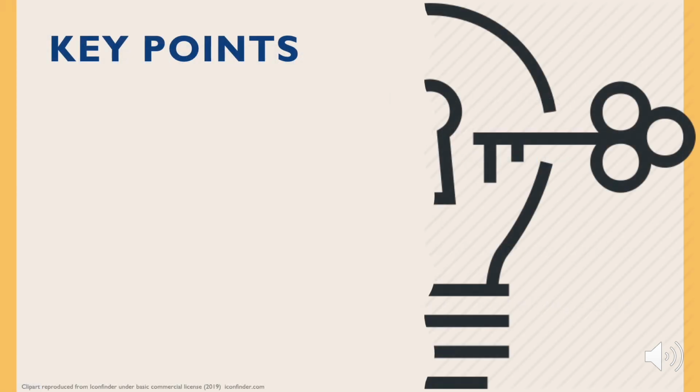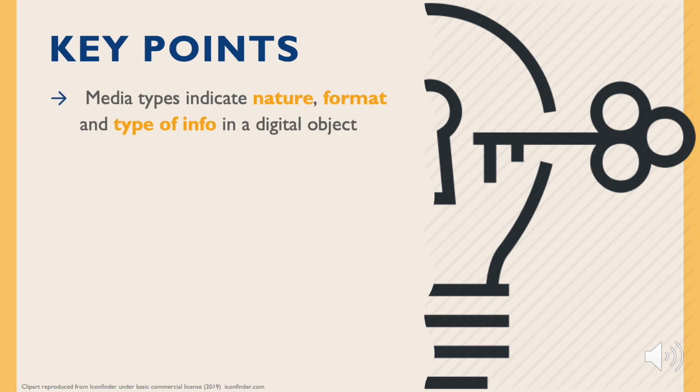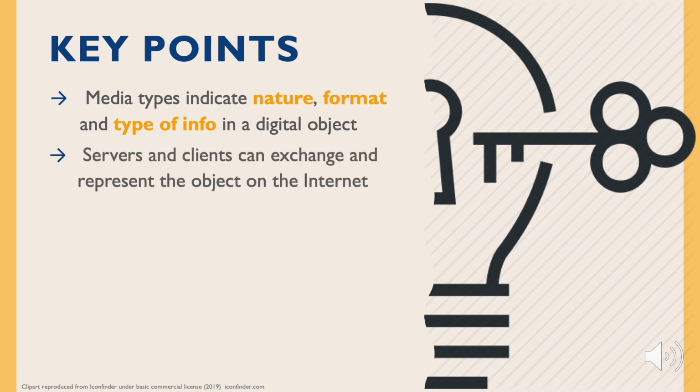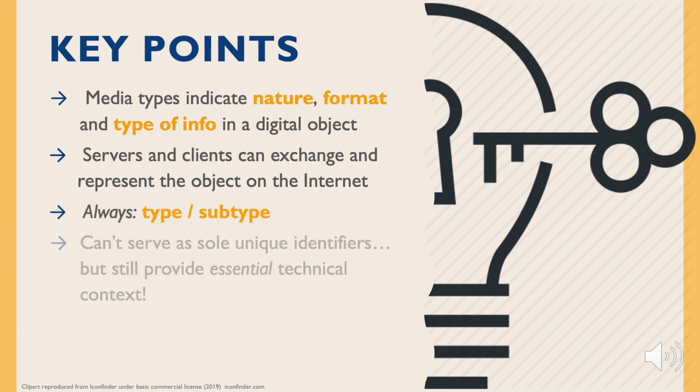When it comes to media types, here's what you need to remember. Media types indicate the nature, format, and type of information in a digital object. This, in turn, enables servers and clients to correctly represent the object on the internet. Media types always comprise a type and a subtype, and although media types alone can't serve as identifiers for digital objects in your repository, they should still be included as metadata because of the essential technical context that they provide.